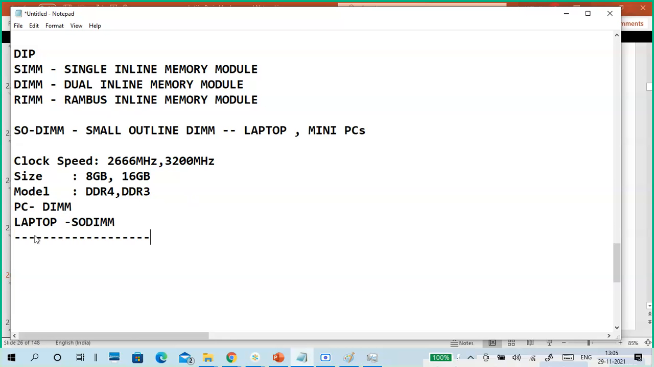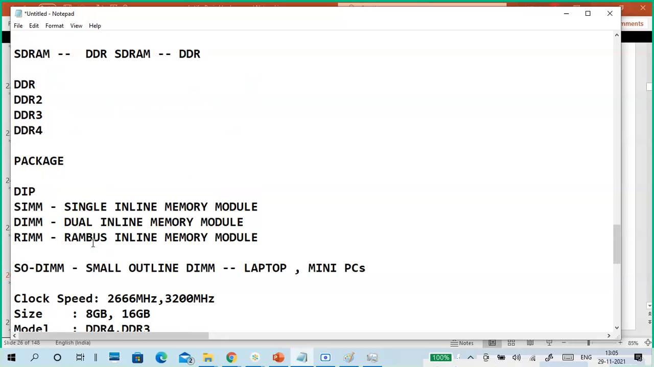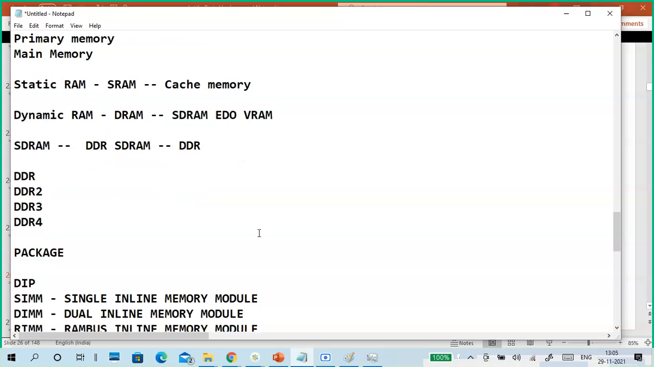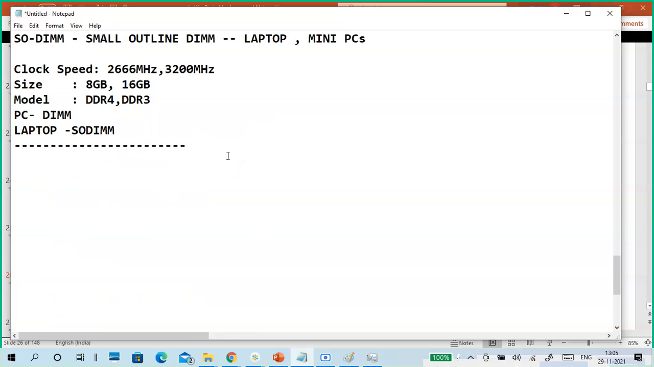Okay, so guys, this is about your RAM. The main purpose of RAM is to load the data from your IO devices and give it to your CPU, and take the data from the CPU and give it to the RAM.